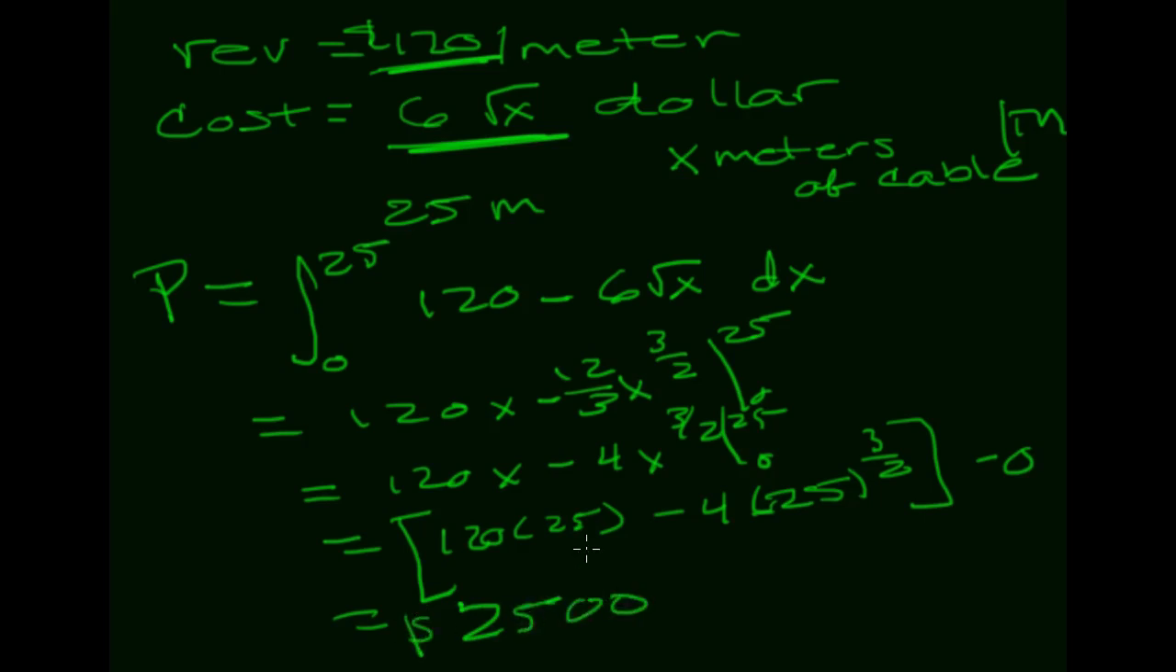$2,500. So my revenue is ultimately coming out as $2,500 for selling 25 meters of cable at $120, where it's costing me 6 radical x for each meter that I'm producing. So, all right, there we go. So this is the idea of an accumulation problem.